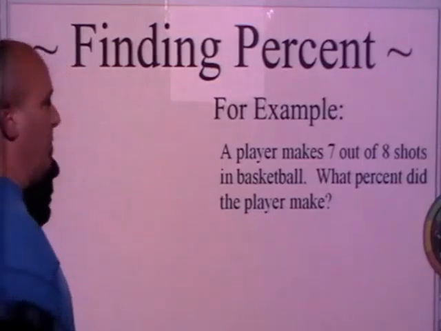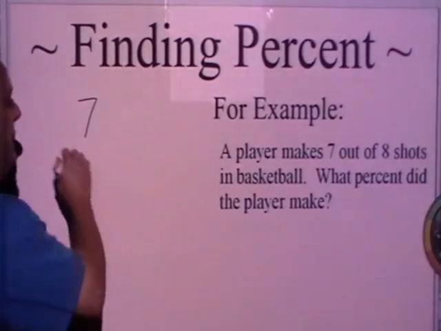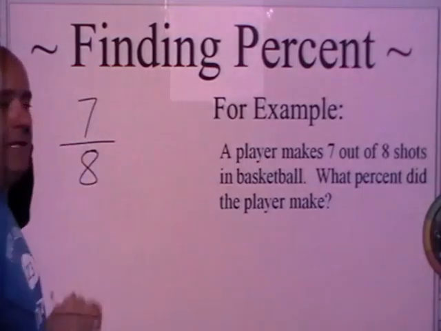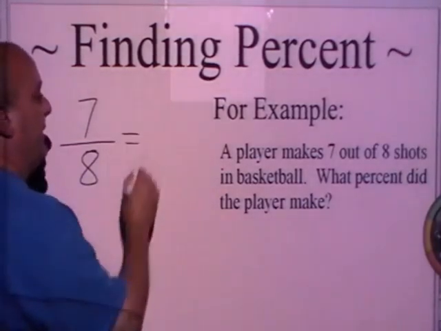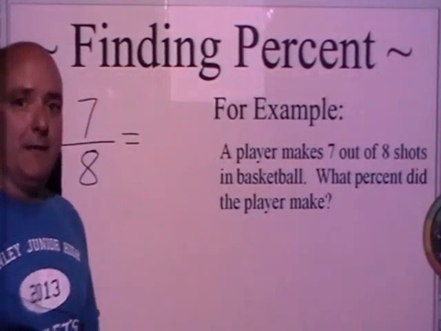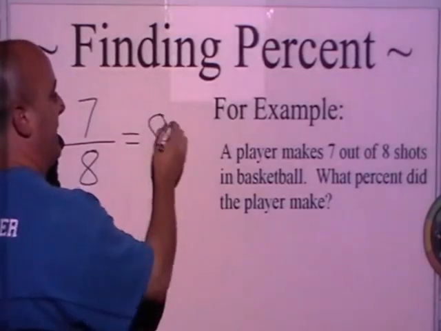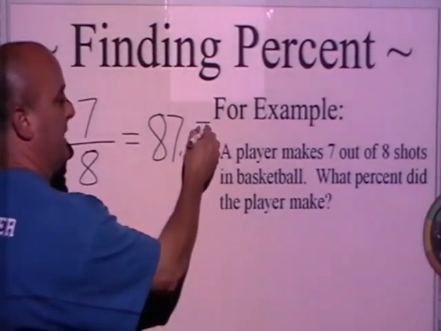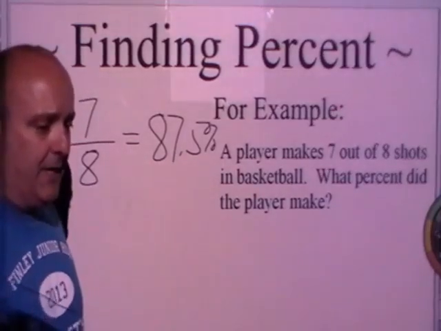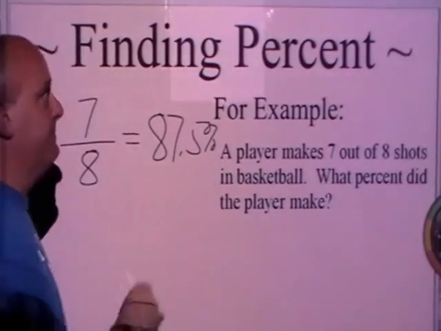Now, we have 7, that's the part that they made out of the total shots that they took, that's 8. So we can also maybe identify this almost immediately as 87.5%. So we need to be able to identify how we get that calculation.